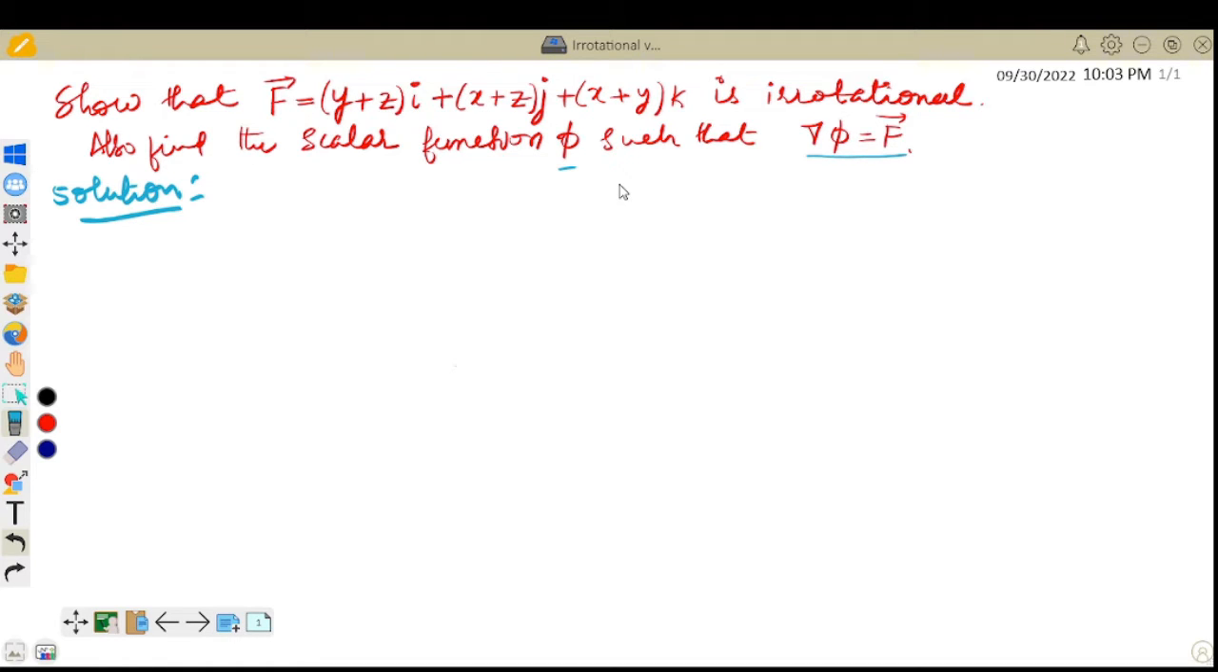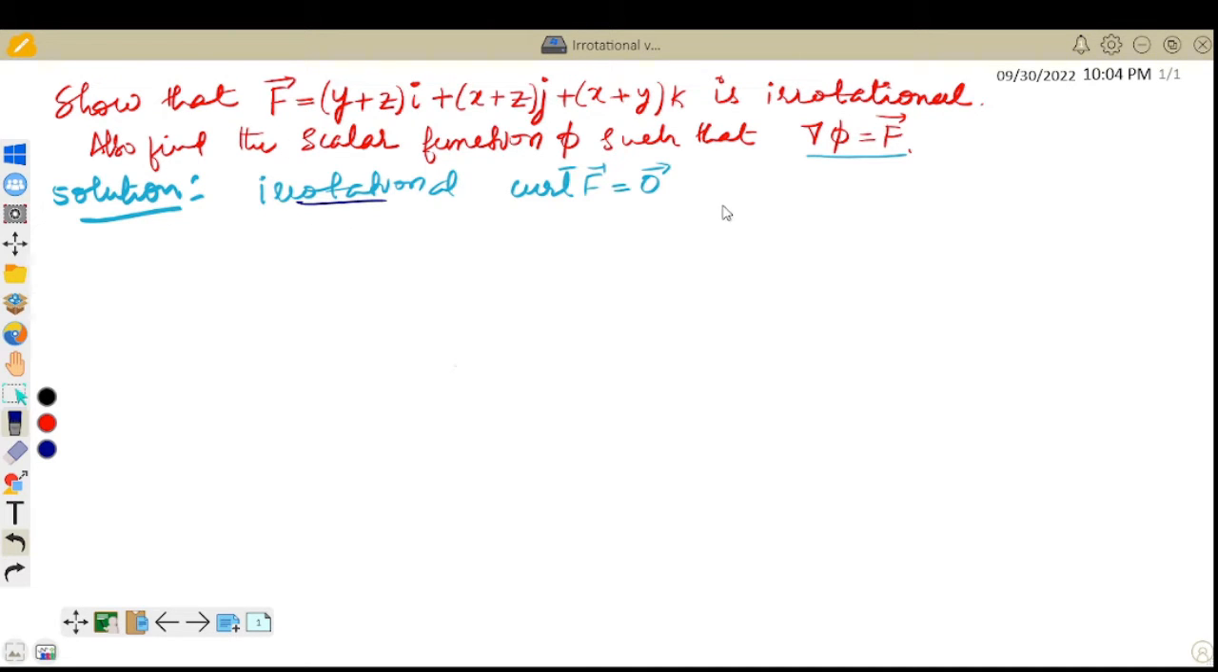Okay, first let us show that the vector f is irrotational. Definition of irrotational we know already. A vector f is said to be irrotational if the curl of that vector is equal to the 0 vector. Curl of that vector is equal to 0 vector, we say that it is irrotational.